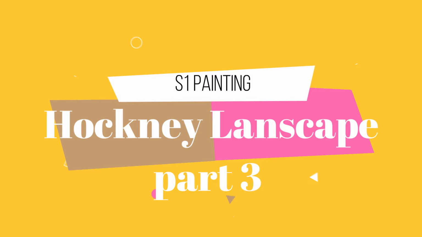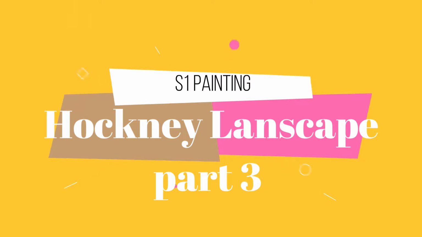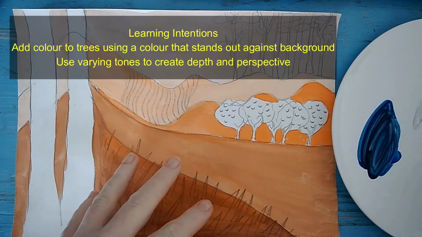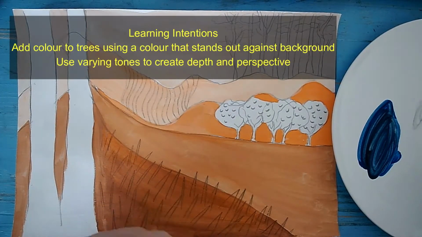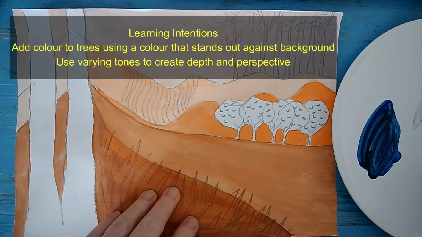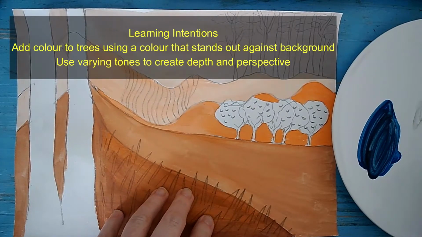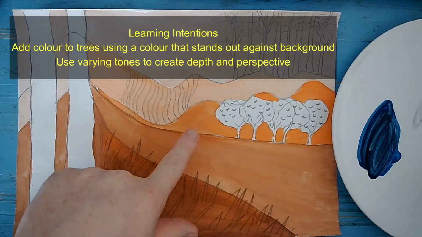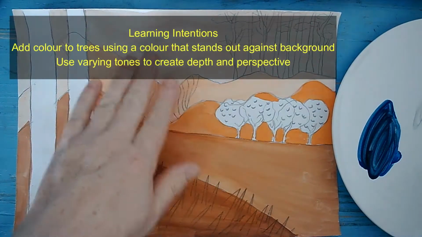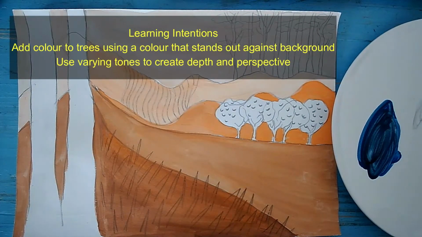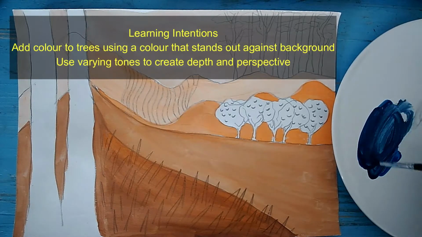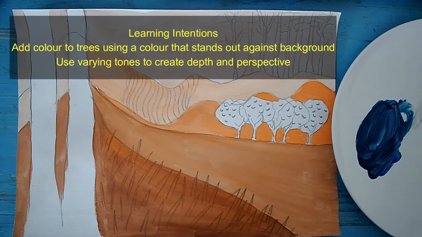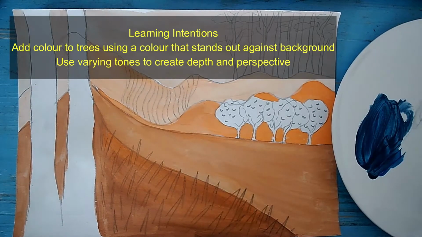This is the second demo for your S1 Hockney landscape. You've completed the background and we've discussed how Hockney uses a range of tones to create depth and perspective in his painting, and how in the foreground his colours are stronger and darker, whereas the colours get lighter and paler as it goes further away in the distance to create the effect of depth. So what we're going to do now is start adding colour to our trees and any other types of bushes, etc. that we have in our landscape.